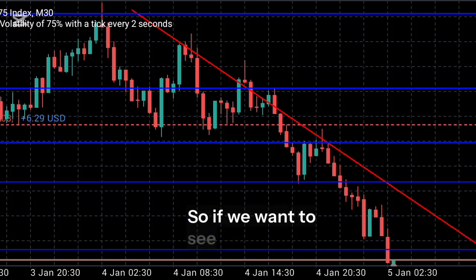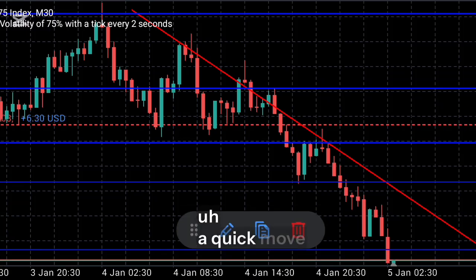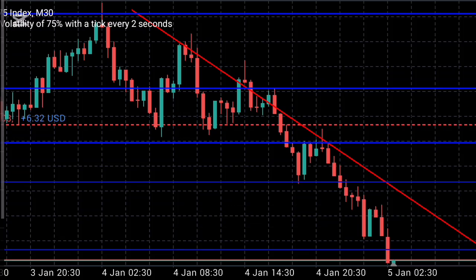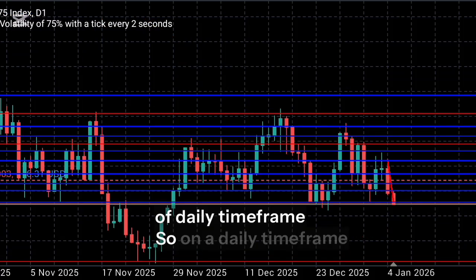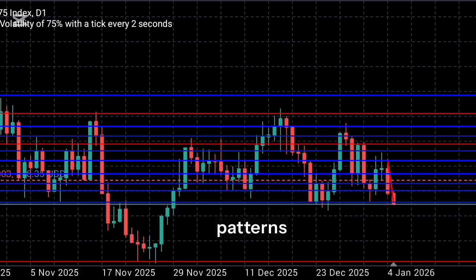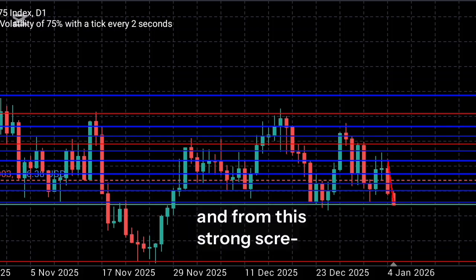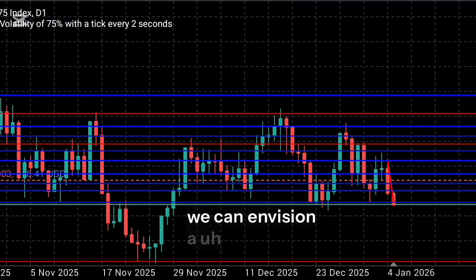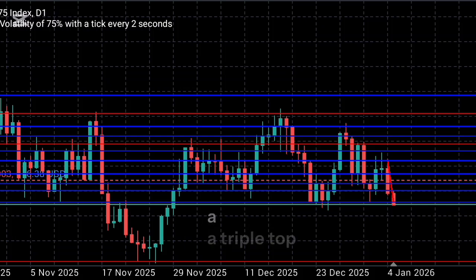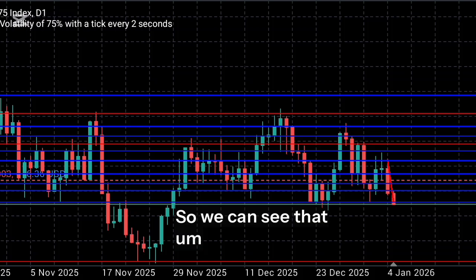So if we want to see a quick move, if we go to a higher time frame, the daily time frame, on a daily time frame we can see very strong candlestick patterns, and from these strong candlestick patterns we can envision a triple top at 4.8728, sorry, 4.8728.85. So we can see that that's the top.